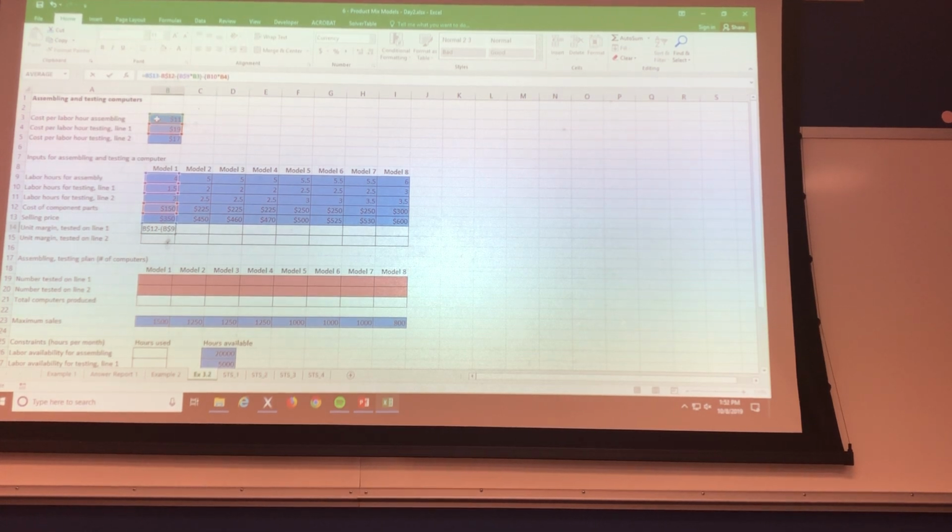What about the B3, which is a reference up here to the labor rate for assembly? On both of them, all of it, yep. What about the B10, which is right here, the reference to labor hours for testing on line 1? In front of the 10? Do you want it in front of the 10? Look at how it's set up, line 1, line 2.